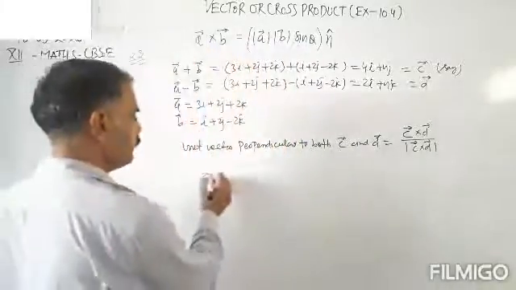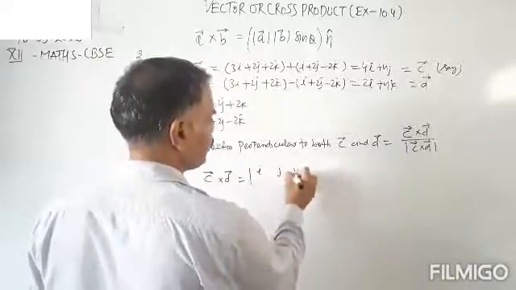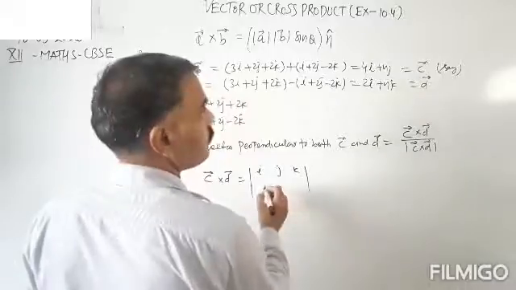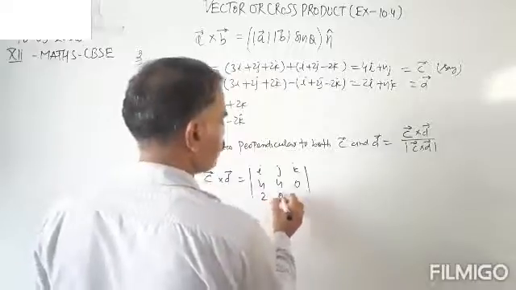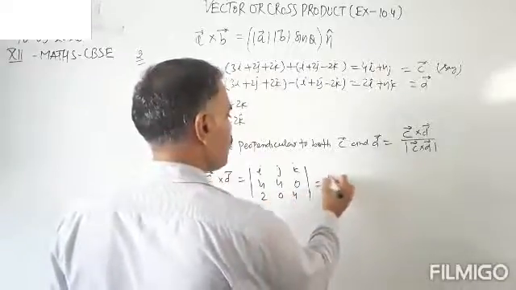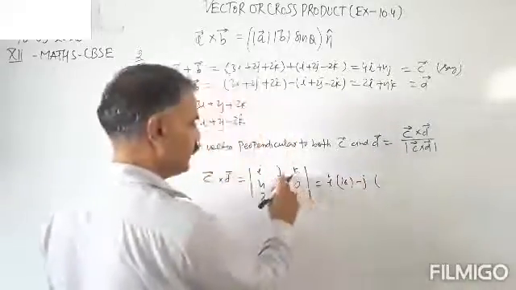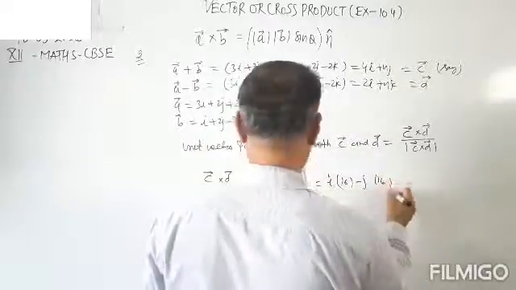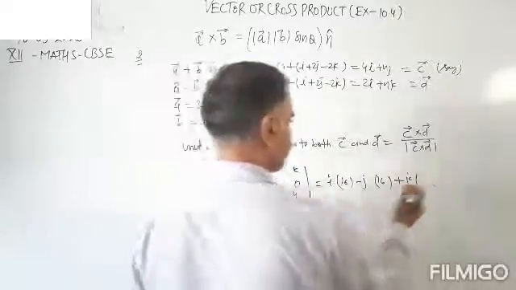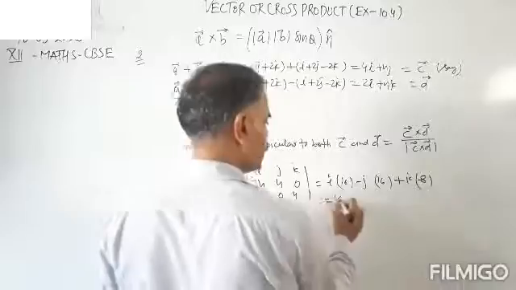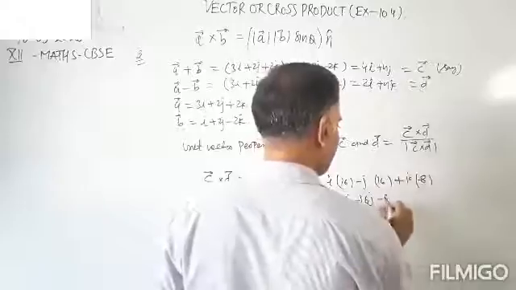Now c vector cross d vector equals the determinant with rows i cap, j cap, k cap; 4, 4, 0; 2, 0, 4. Okay, now this is equal to i cap (4 times 4, that is 16) minus j cap (4 times 4, that is 16) plus k cap (minus 8). So 16 i cap minus 16 j cap minus 8 k cap.